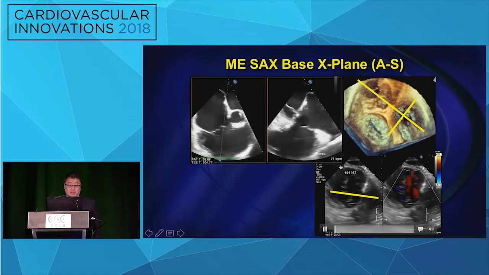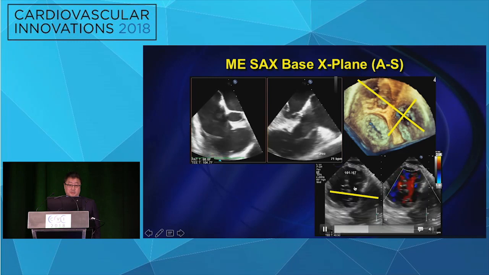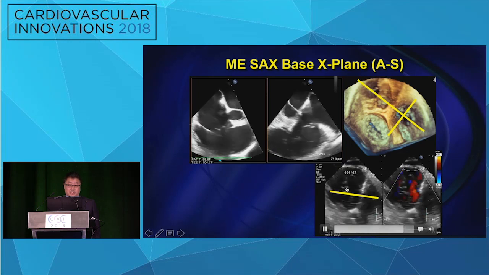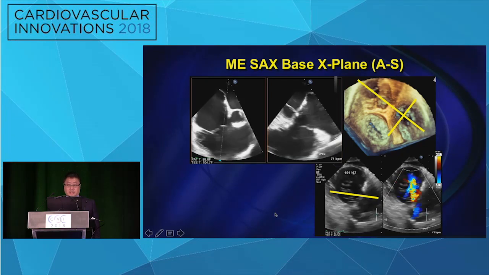This also highlights that patients can have quite variable anatomy. This is pretty much a bicuspid tricuspid valve. There's not really much of a commissure between the anterior and posterior leaflets.